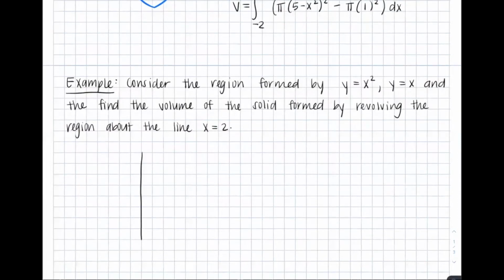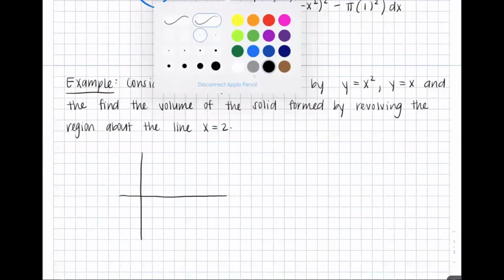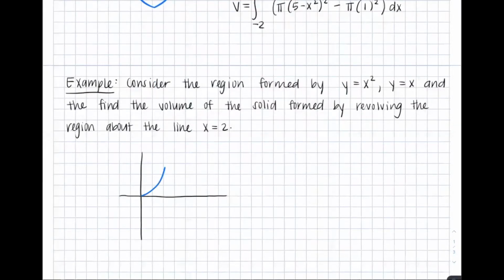So if we draw the curve, y equals x squared is just your standard parabola, right? So it's gonna look like that. And then the line y equals x. Okay, so this is not gonna be to scale either, but that's okay. Because here, between, there we go. So this is gonna be 1, and then this is also gonna be 1.